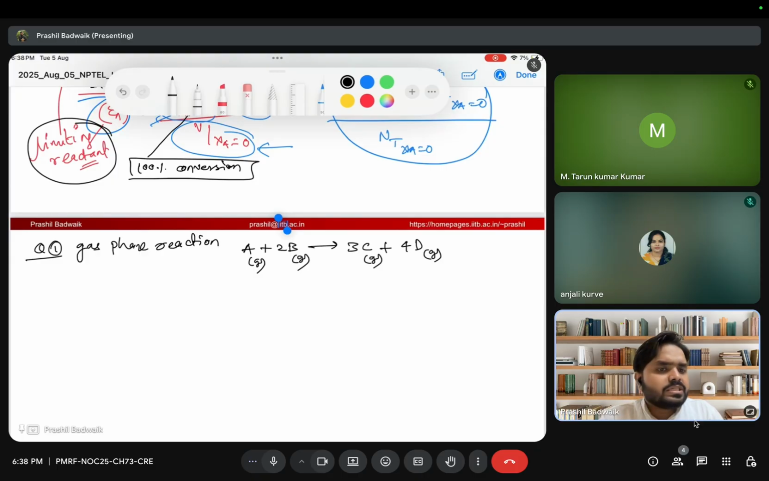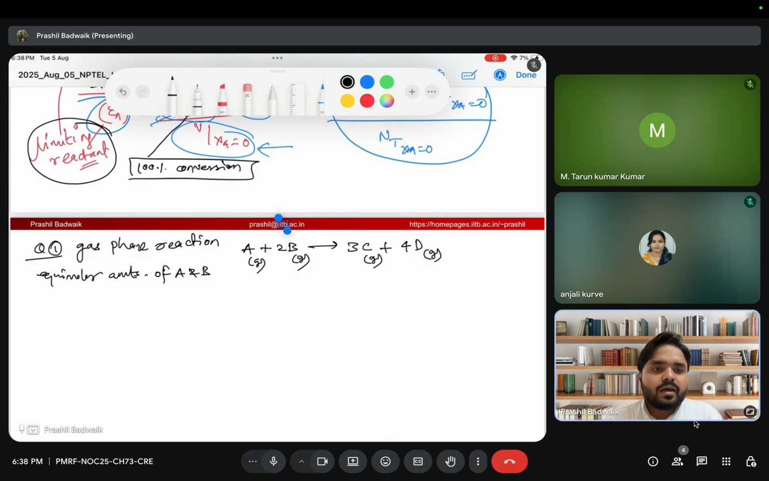And the question is, I have used equimolar amounts of A and B. So A and B are the reactants. That means in the initial reactor, I took equal moles of A and equal moles of B.